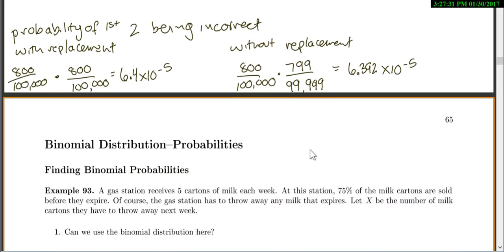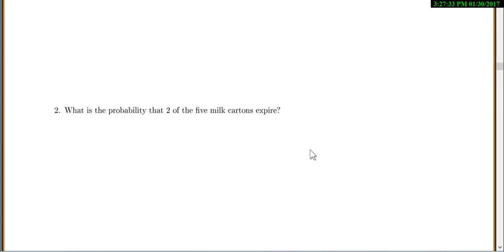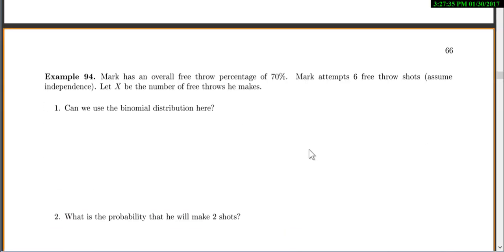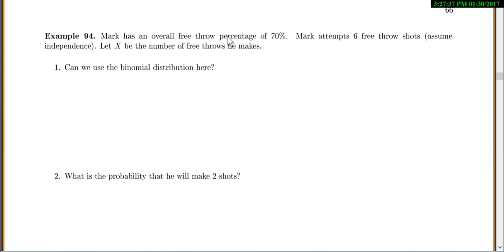So then our next section is probabilities. We're going to do that first page in class. So let's look at our next example. Mark has an overall free throw percentage of 70%. Mark attempts six free throw shots. Assume independence, so let's assume if he makes one, it doesn't affect whether or not he makes the next one. And we'll let x be the number of free throws he makes.